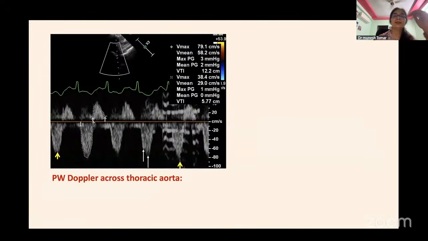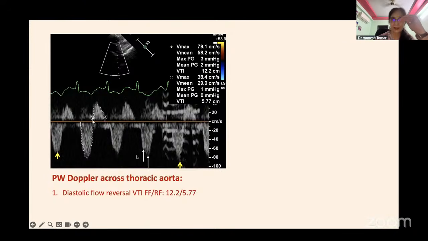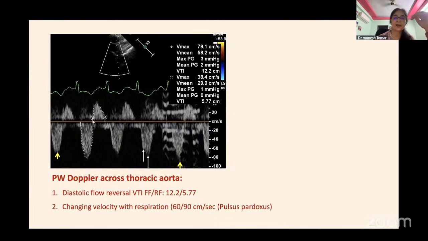And this is the pulse wave Doppler across the aorta. So there are many findings in this single image. If you look at the pattern, the velocity of the waveforms is varying with the respiration. So there is a sort of marker of pulsus paradoxus here. Before that, there is diastolic flow reversal.